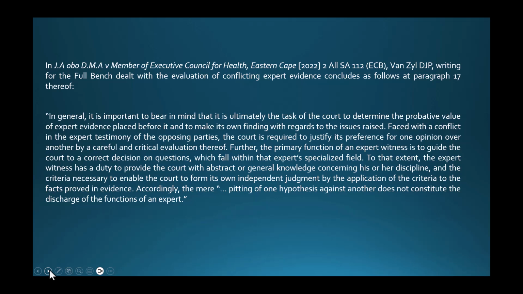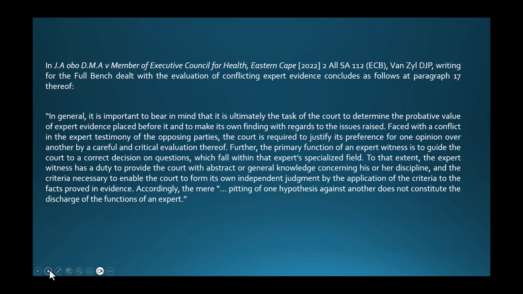Faced with a conflict in the expert testimony of the opposing parties, what does the court do when there's a conflict? And here this case tells us: the court is required to justify its preference for one opinion over another by a careful and critical evaluation thereof. Further, the primary function of an expert witness is to guide the court to a correct decision on questions which fall within that expert's specialized field.